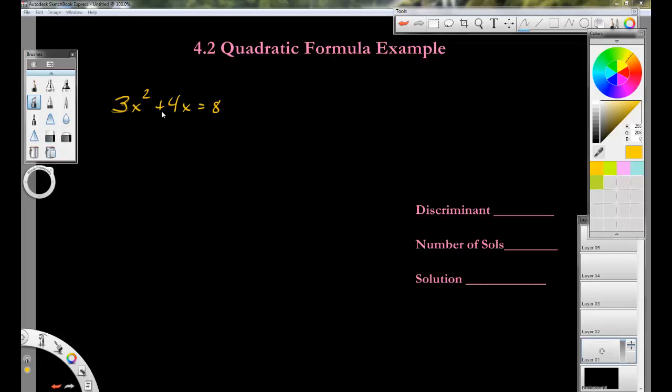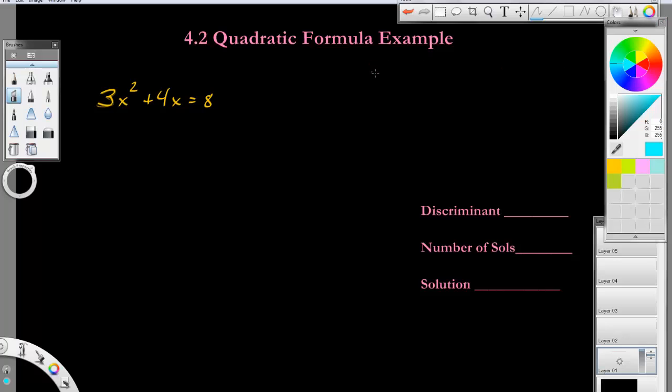Okay, a quick example of the quadratic formula, using the quadratic formula, and filling out this chart here. Show you how to do all that. Quadratic formula is, of course, negative b plus or minus the square root of b squared minus 4ac over 2a. And I'm going to highlight this part here in red. So that's b squared minus 4ac. That red part is called the discriminant.